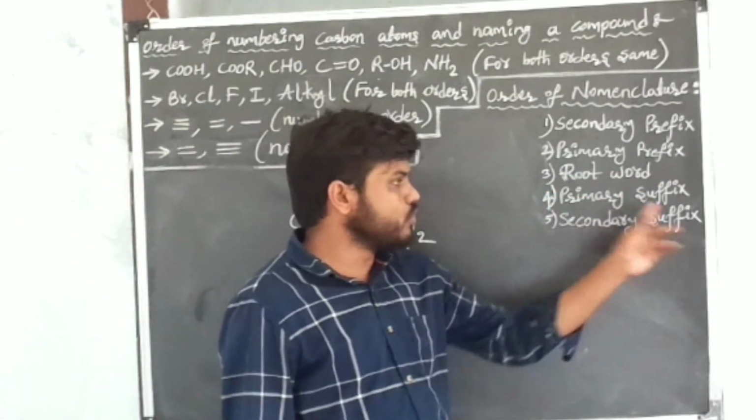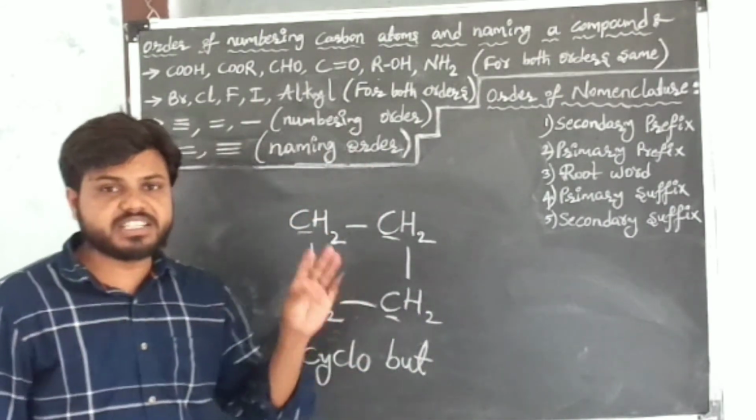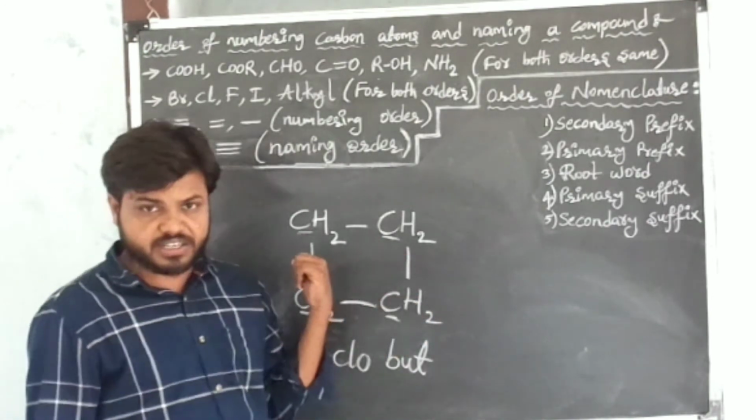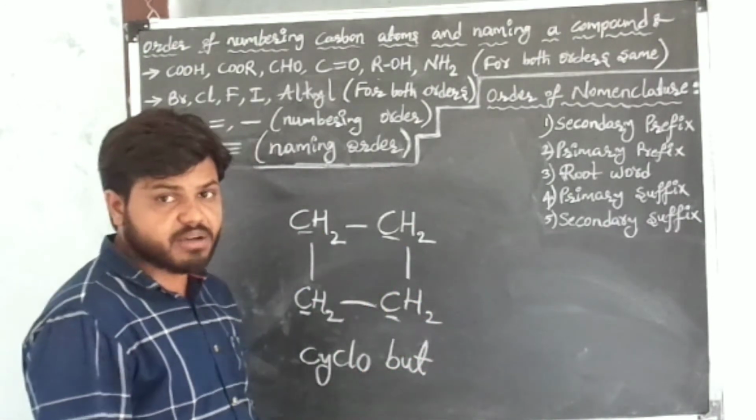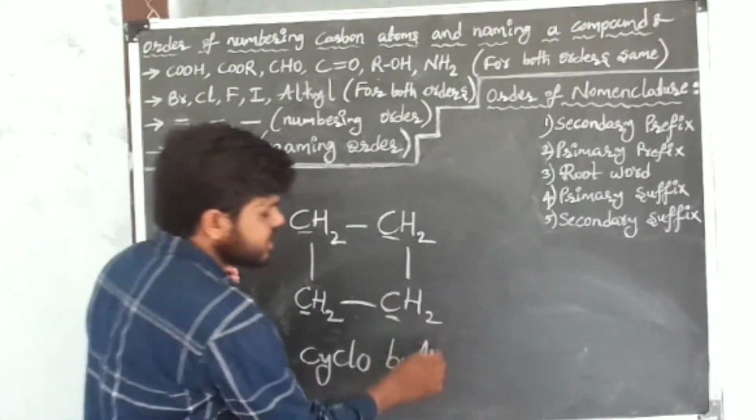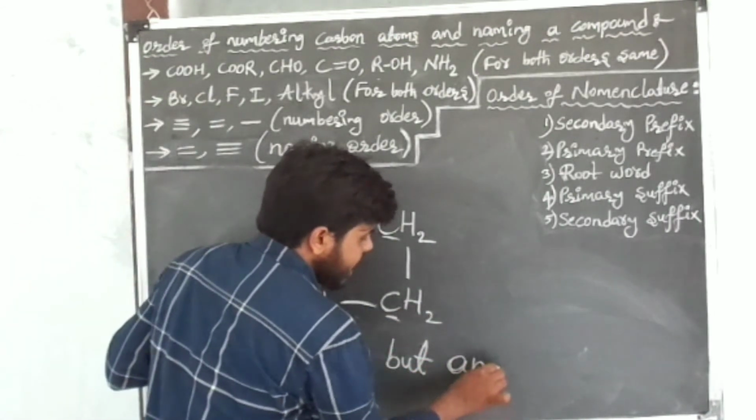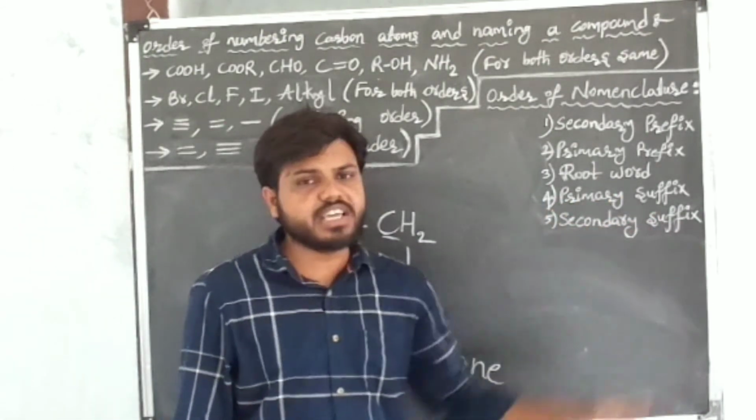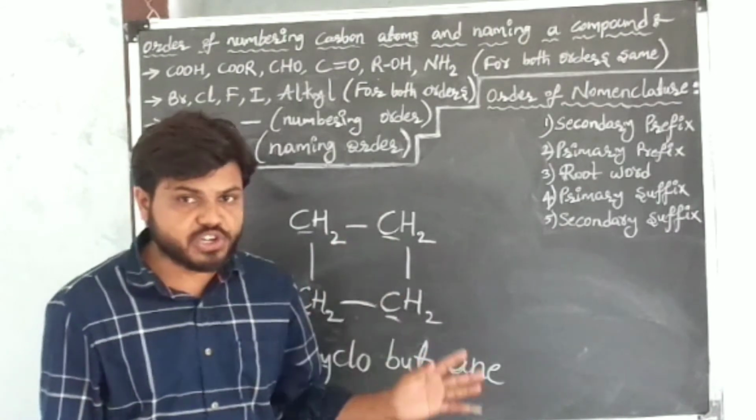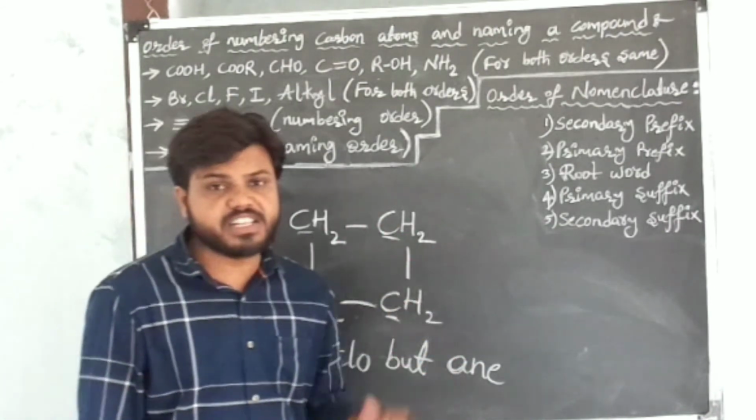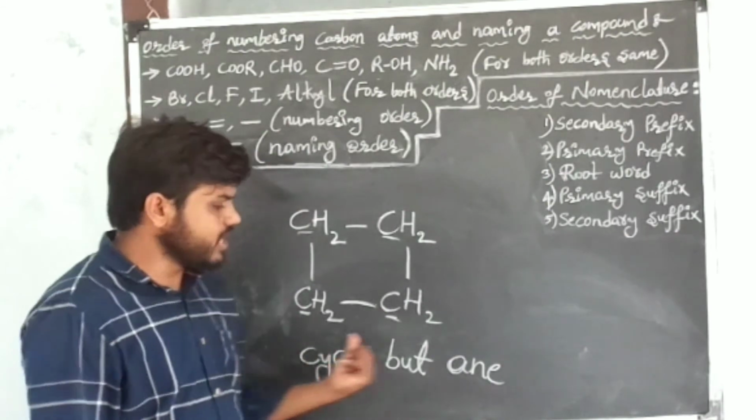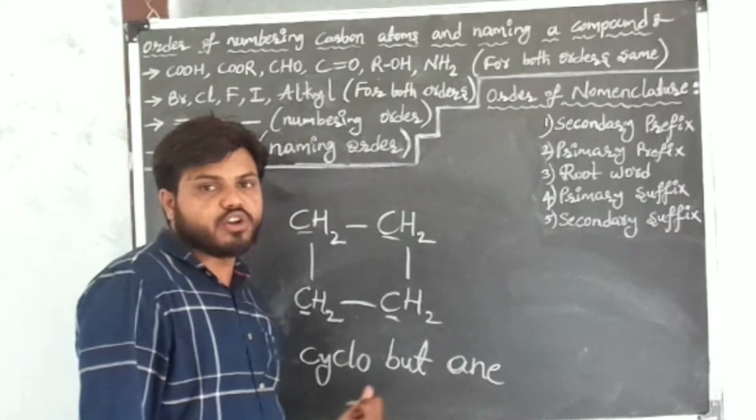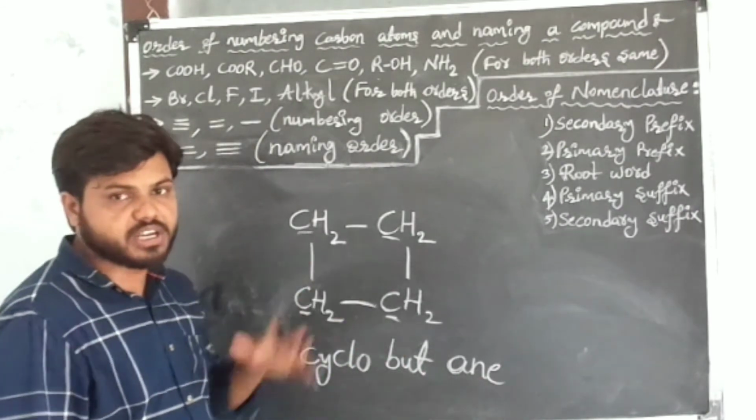After writing root word, go to the primary suffix. Primary suffixes are single bonds, double bonds, triple bonds. Between every 2 atoms in the given carbon compound, single bonds are present. Write the suffix of single bond, that is ane. After writing primary suffix, go to the secondary suffix. Secondary suffixes are functional groups. Those functional groups are not present in the given carbon compound. So this is our required IUPAC name of the given carbon compound, that is cyclobutane. Cyclobutane is the IUPAC name of the given carbon compound.